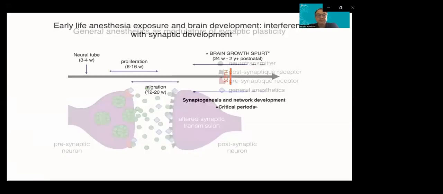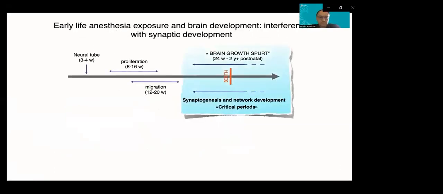The third concept I'd like to show is that during brain development, early life anesthesia exposure is particularly interesting because there is a period which extends from the last trimester of pregnancy up to the first 2 years, or nearly up to adolescence, in postnatal life. But this brain growth spurt, which is around birth, is really characterized by synaptogenesis and network development. And during this period, there are several time windows, which we can call critical periods, where development has some particular aspects. I will come back to this later on.